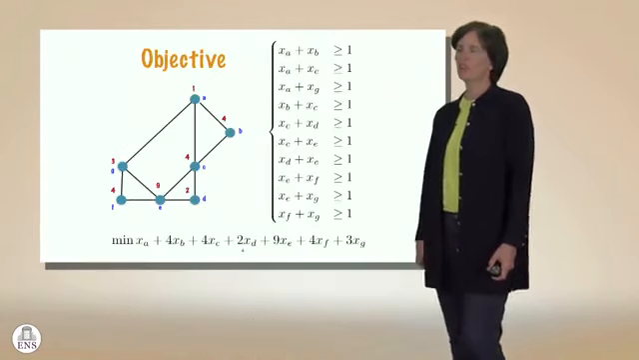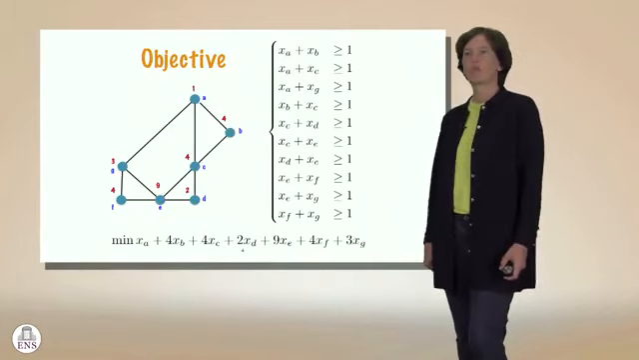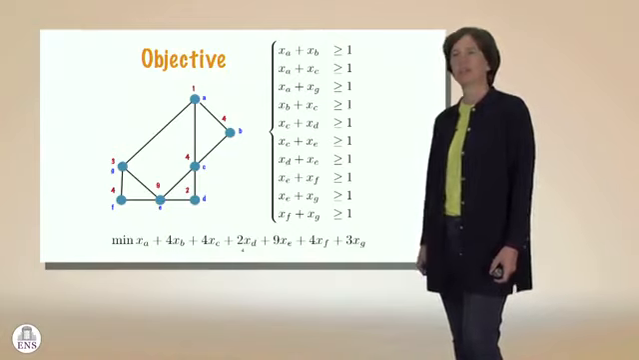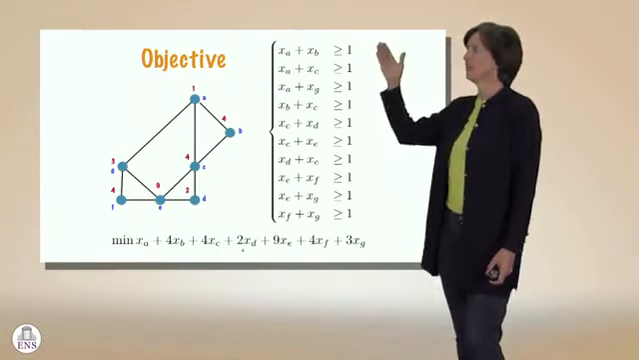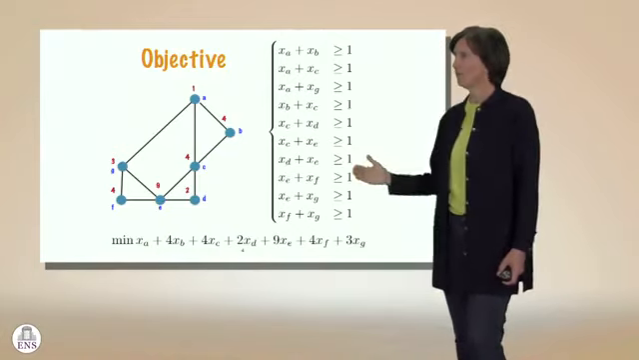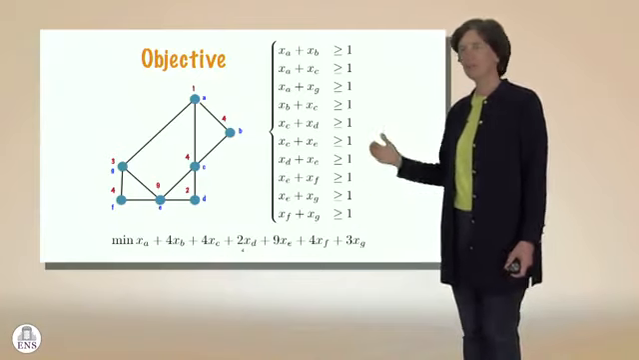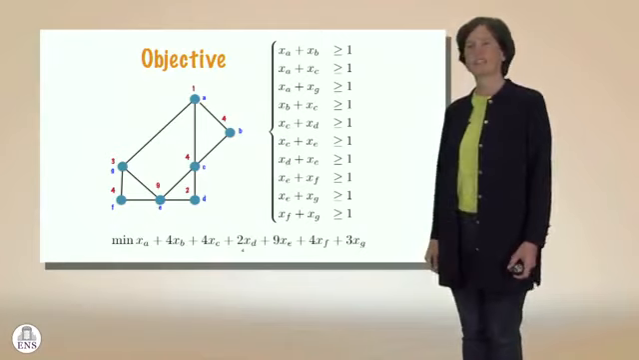Going from one edge to an entire graph, we write one constraint for each graph edge. And so we have a whole set of constraints, of linear inequalities, that together express the fact that the subset of the vertices is a vertex cover.